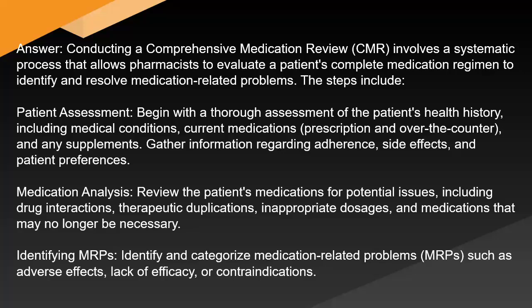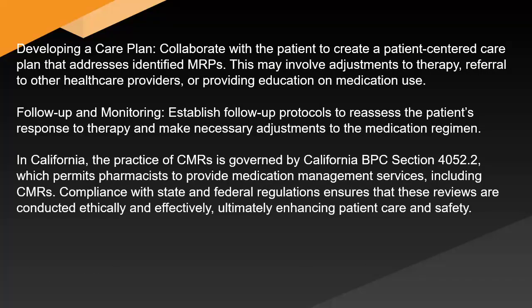Medication analysis. Review the patient's medications for potential issues, including drug interactions, therapeutic duplications, inappropriate dosages, and medications that may no longer be necessary. Identifying MRPs. Identify and categorize medication-related problems (MRPs), such as adverse effects, lack of efficacy, or contraindications. Developing a care plan. Collaborate with the patient to create a patient-centered care plan that addresses identified MRPs. This may involve adjustments to therapy, referral to other healthcare providers, or providing education on medication use, follow-up, and monitoring.